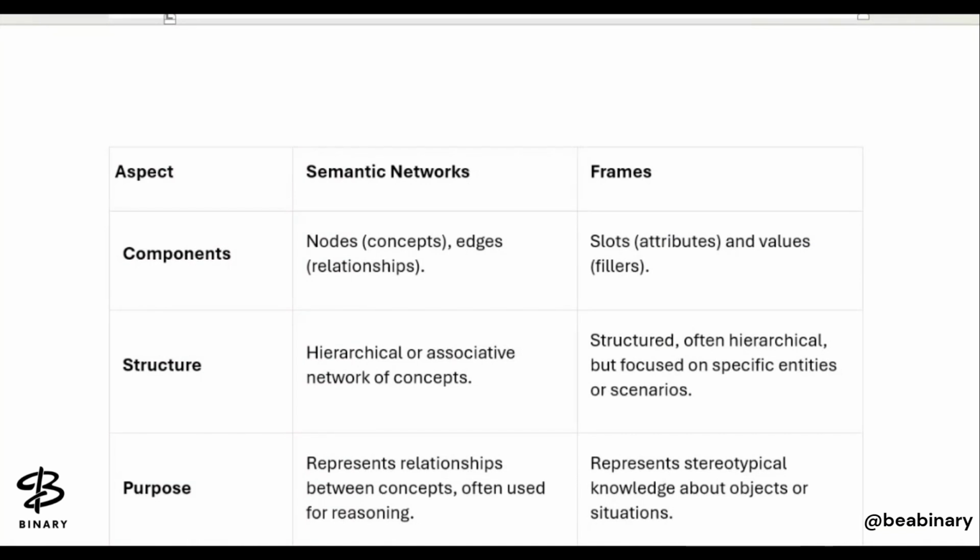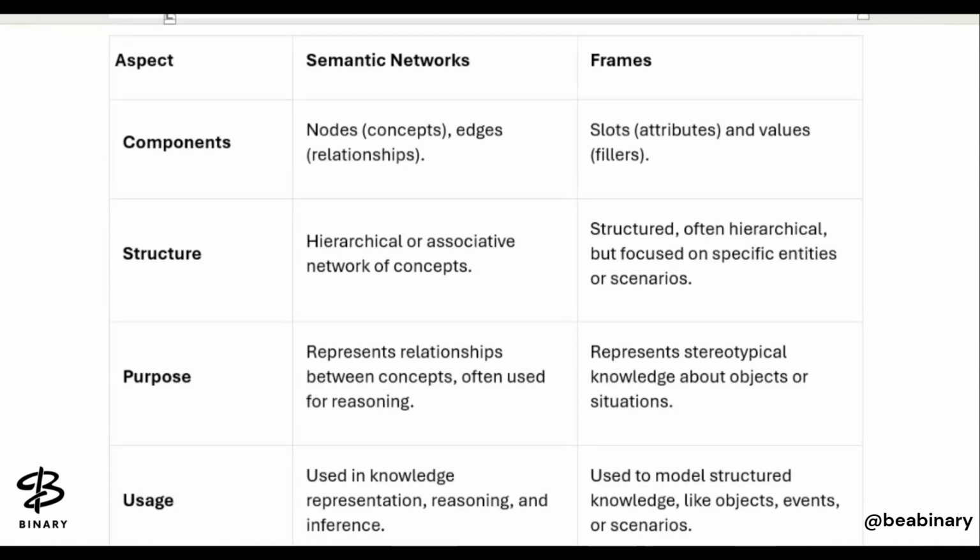And if we talk about the components, a semantic network is basically a relationship between concepts. The main components in semantic networks are the nodes, which are the different concepts, and the edges, which are the relationships between the concepts. And when we are talking about frames, we are talking about the slots, the attributes, and their values or the default values, and all the procedures also are components of a frame.